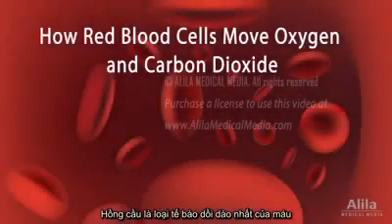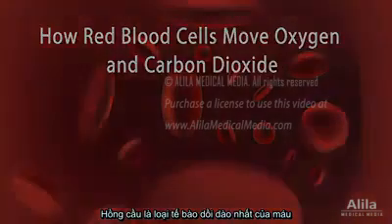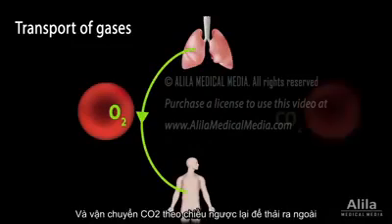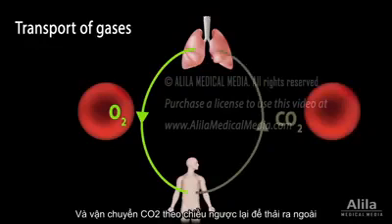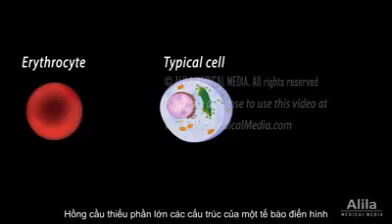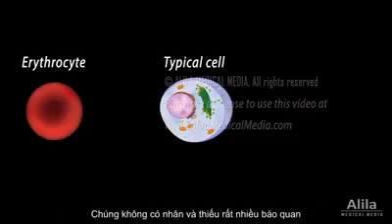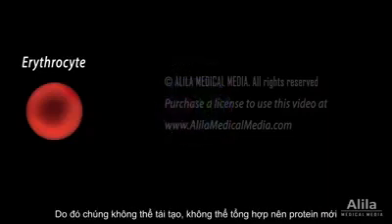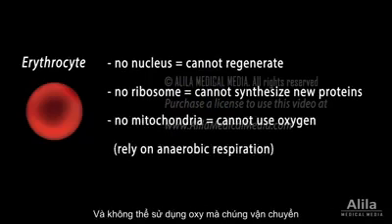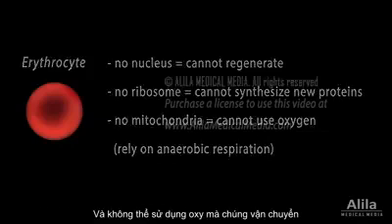Red blood cells, also called erythrocytes, are the predominant cell type in the blood. They are responsible for transport of oxygen from the lungs to the body's tissues and removal of carbon dioxide in the reverse direction. Erythrocytes lack most of the typical cell structures. They have no nucleus and almost no organelles. This means they cannot regenerate, cannot synthesize new proteins, and cannot use the oxygen they are carrying.